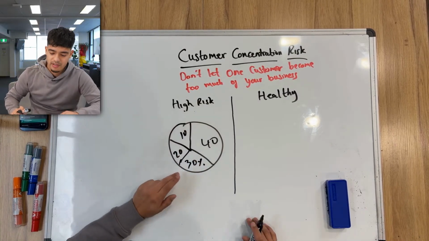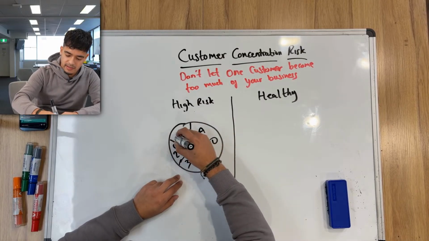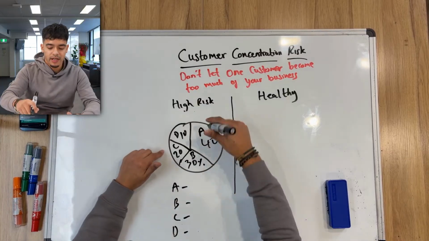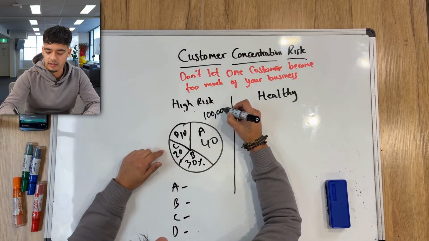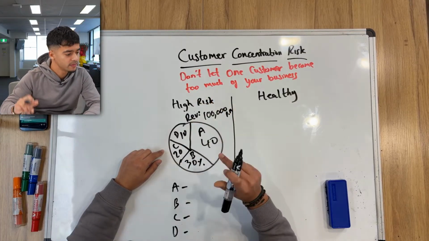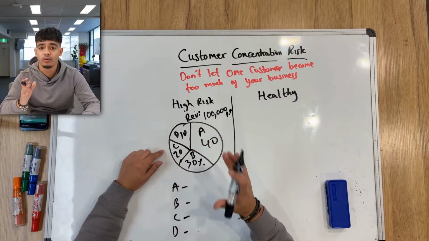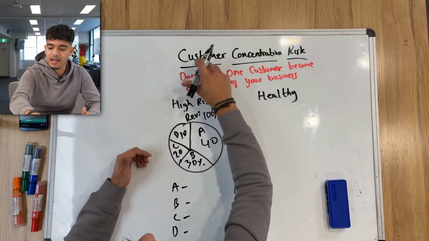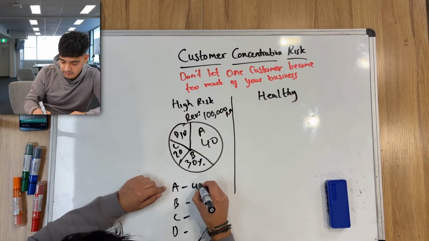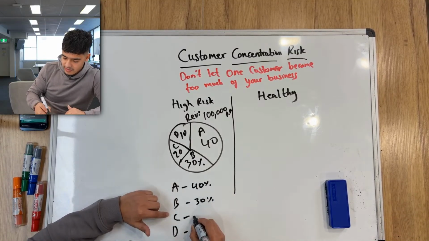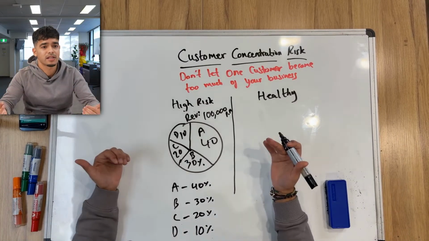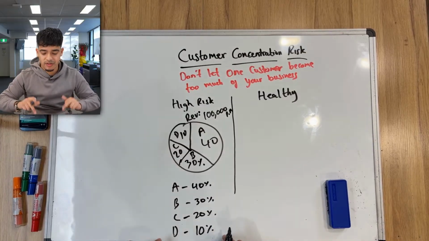So here's a high risk zone. This is customer A, customer B, C, and D. So customer A is worth, let's say your business generates $100,000 in revenue per year. Let's assume your business generates $100,000 in annual revenue. What is the customer concentration risk? Customer A is worth 40% of your business, B is worth 30%, C is worth 20%, and customer D, or one could say other customers, the smaller customers in your business that require smaller services, worth 10%.